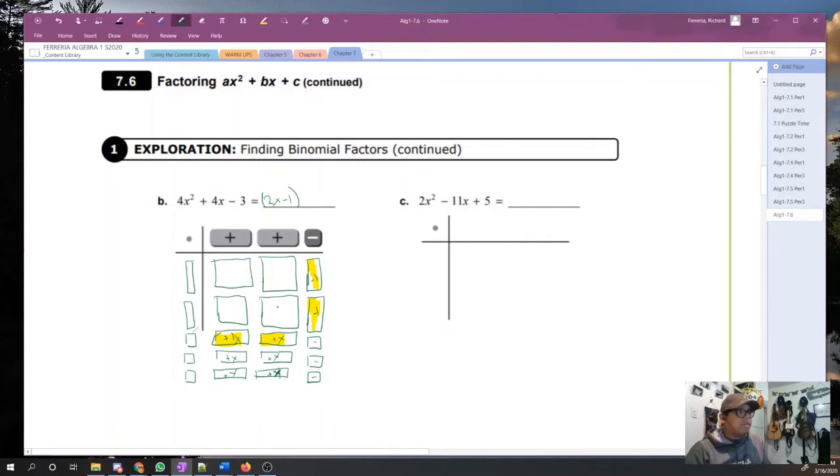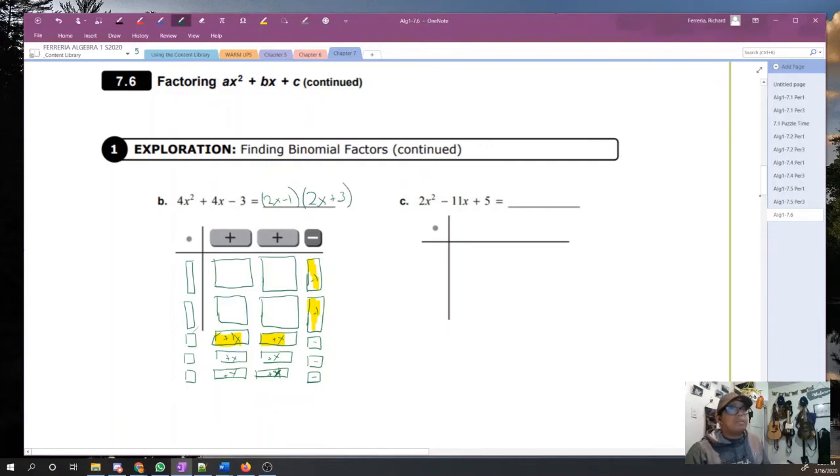All right, so that looks correct. We've got 4x squared plus 4x. Remember, these are positive negative pairs, so they cancel out. And then minus 4. So the other binomial in this factored trinomial is 2x plus 3.